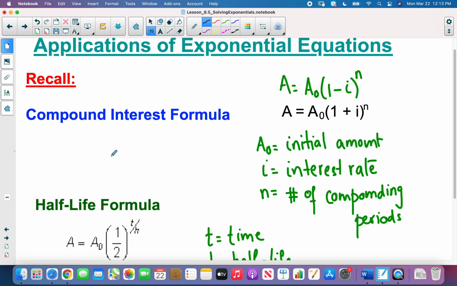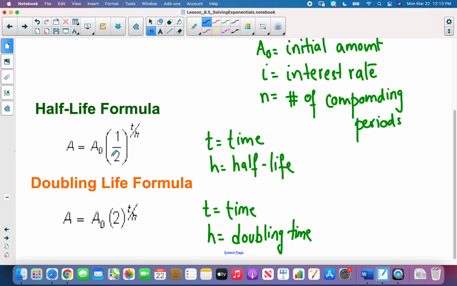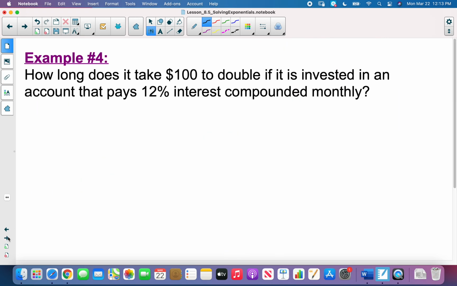So we have to know these formulae because we're going to use them depending on the kind of word problems we're given. So let's try a word problem. How long does it take $100 to double if it is invested in an account that pays 12% interest compounded monthly? So there's a lot of numbers here. $100, 12%, and that it's compounded monthly. So our initial amount is $100, and we're asked to find how long it takes for it to double.